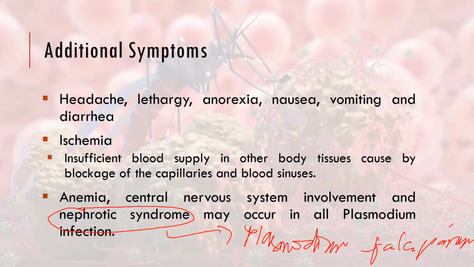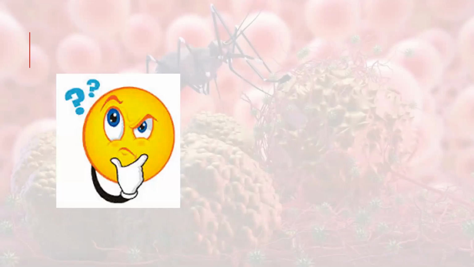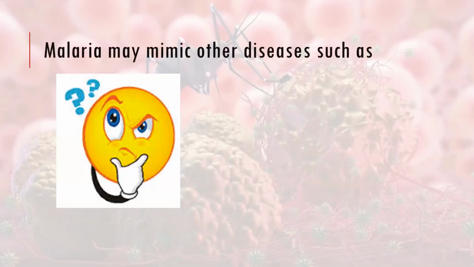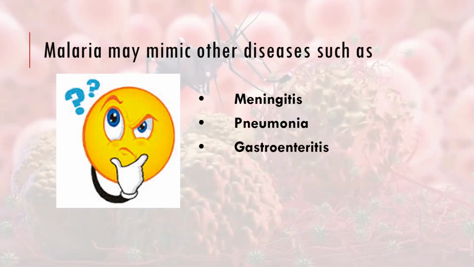The deadliest malaria. Question: Malaria may mimic other diseases such as, ano yung mga katulad ng signs and symptoms ng malaria? Number 1, meningitis. Number 2, pneumonia. Number 3, gastroenteritis, kaya meron diarrhea. Number 4, encephalitis or hepatitis. Yan, 4 lang pala. Okay?